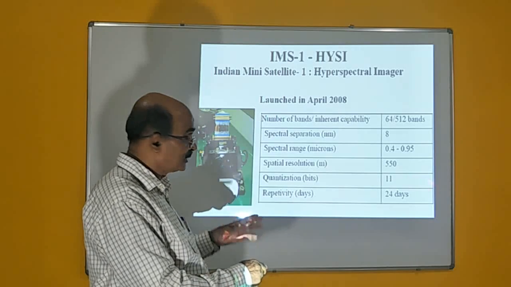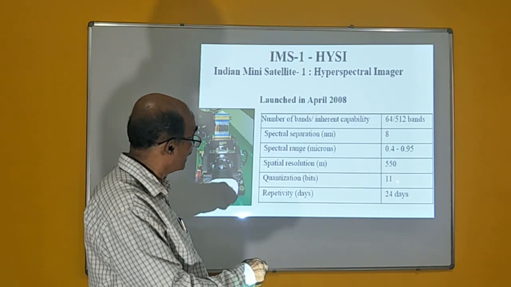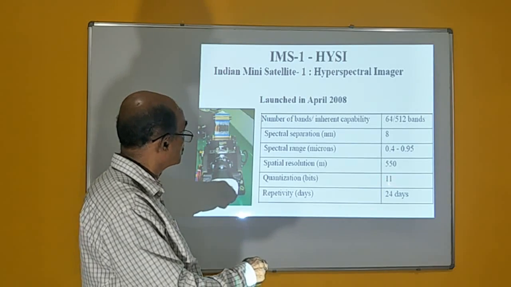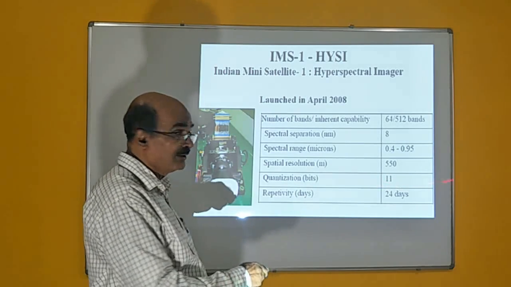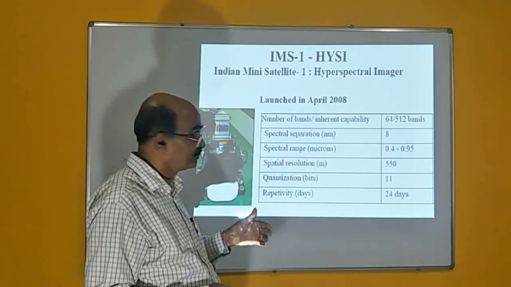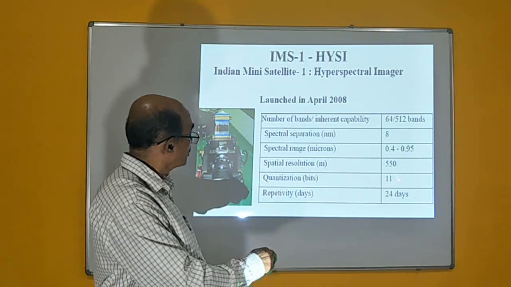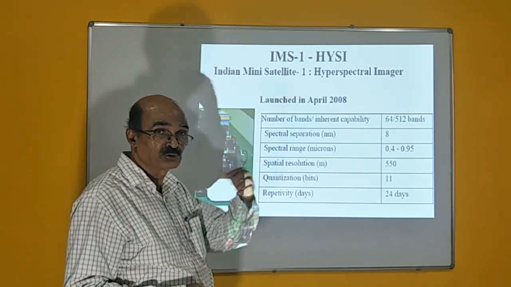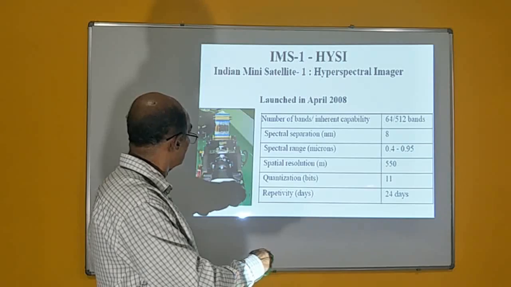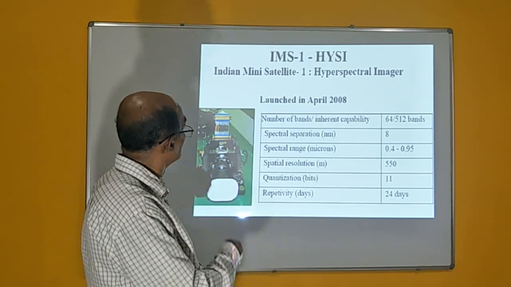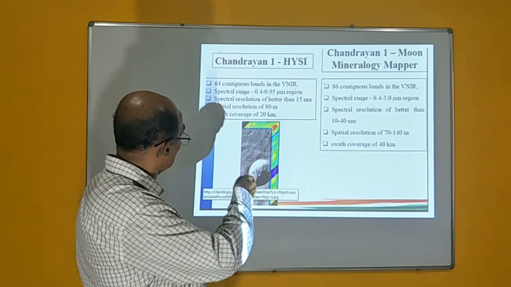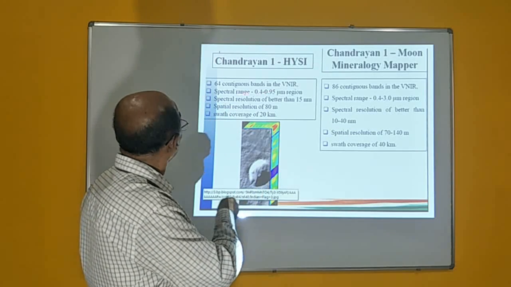8 means 2 to the power 8, means it is 256, 9 is 512, 10 is 1024, and this is 2048 quantization, 11 bits. That means 0 is the darkest, it is represented by a DN value of 0. If it is represented by a value of 2047, that will be the brightest signature in this. So repetitivity was about 24 days.